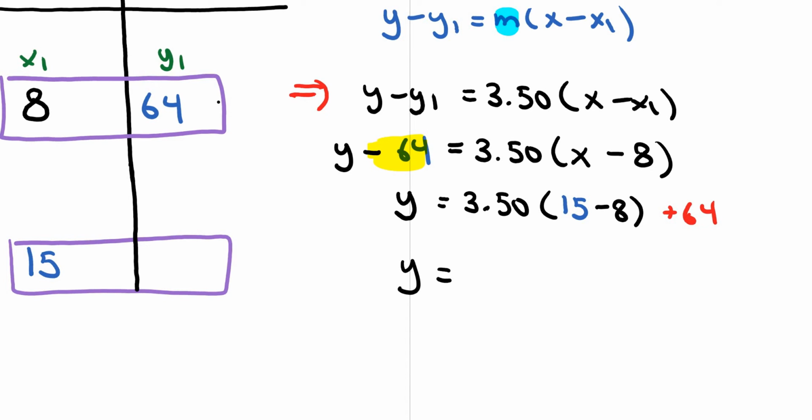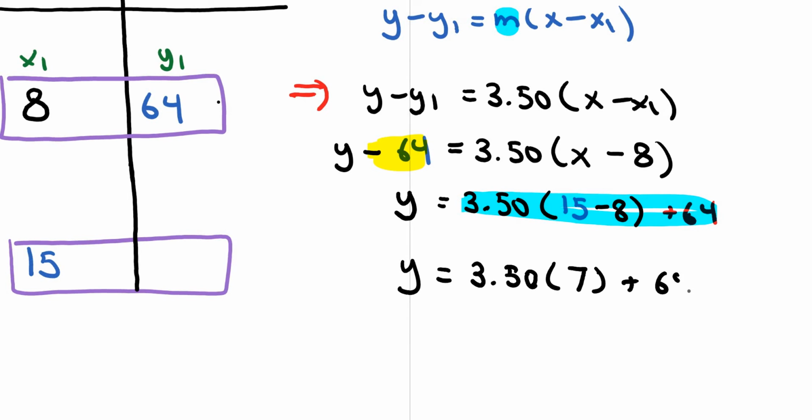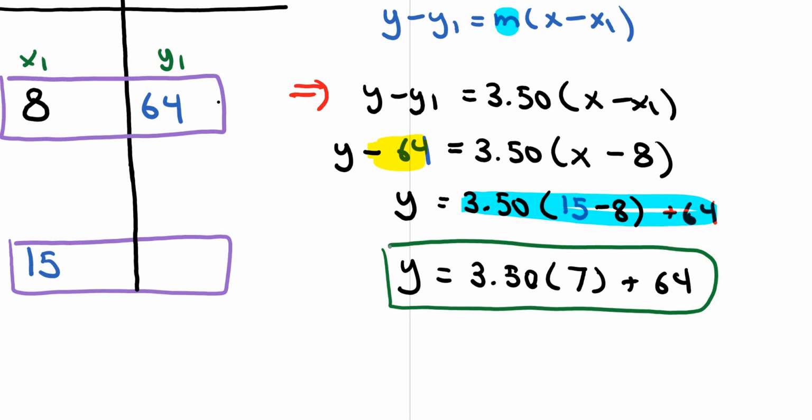If you went ahead and put all of this into your calculator, notice that you get $3.50 times 7 plus the $64, which was basically the same calculation that we did in the first strategy, right? So if you want to think about this question in terms of slope, totally fine. And if you want to think about this in terms of equation, you actually get the exact same calculation, which gives you $88.50. So that's it for question number 10.